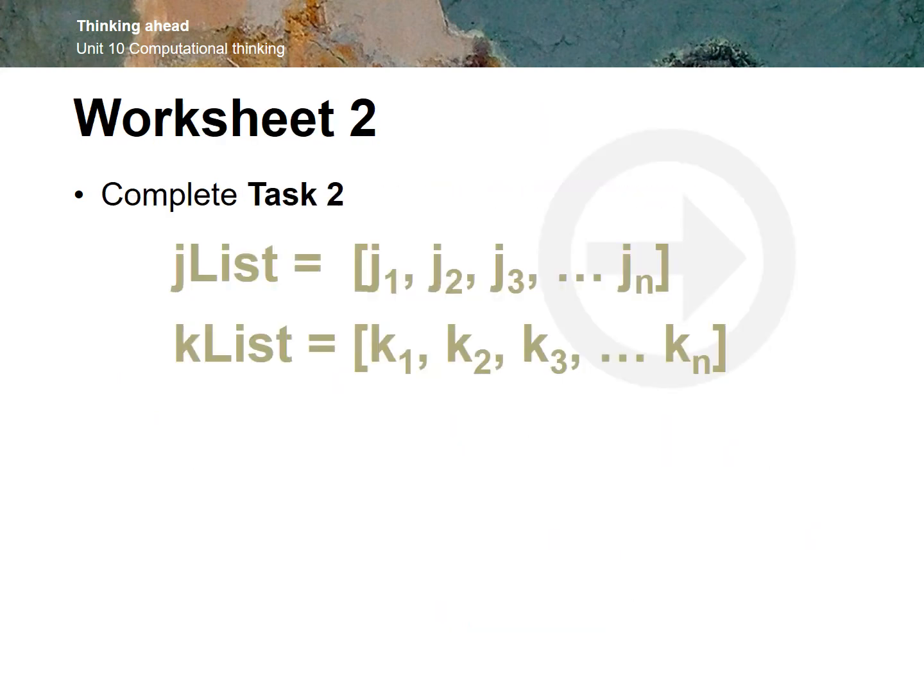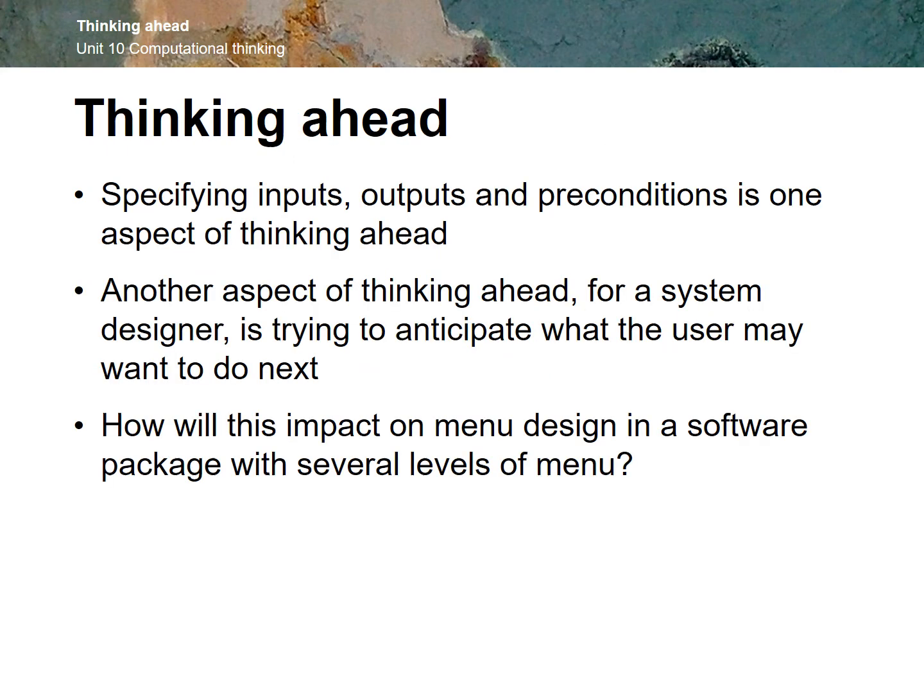Please complete the next task, task number 2, looking at two lists and what happens when we add these two lists up. It's important that we specify outputs, inputs and preconditions when we're designing a project. We need to anticipate what the user will do next. And this is also going to have an impact on the menu design, so think of our graphical user interfaces.